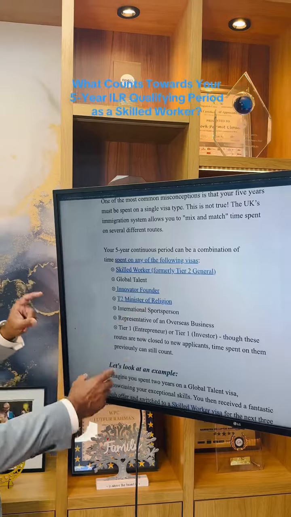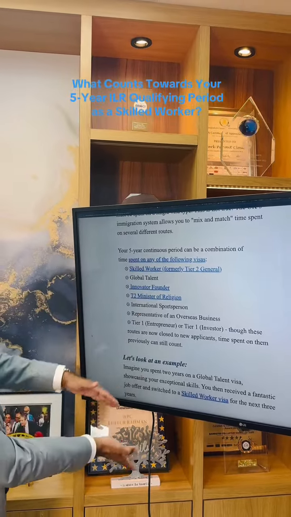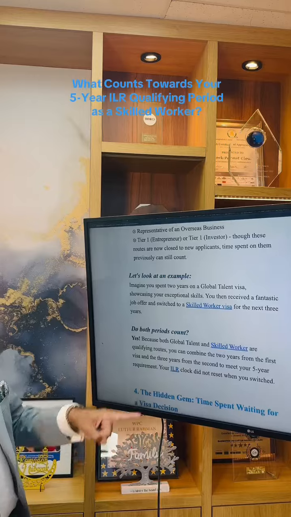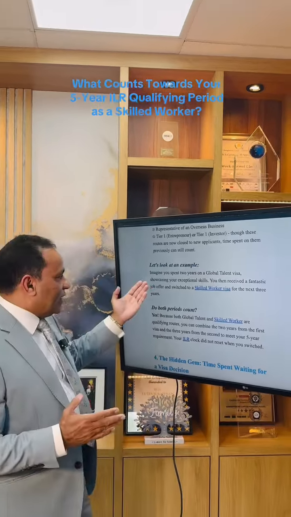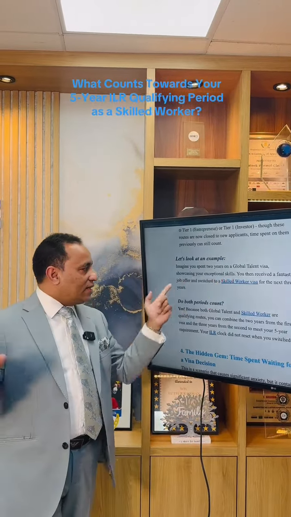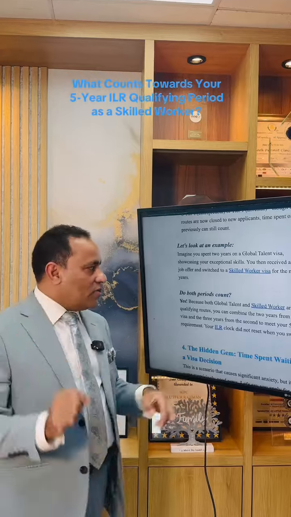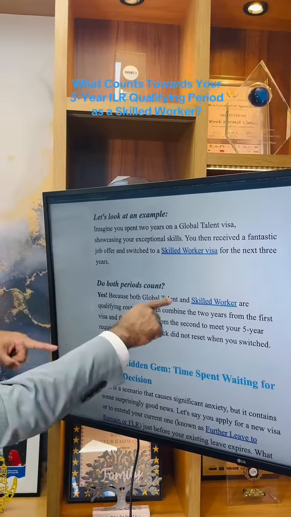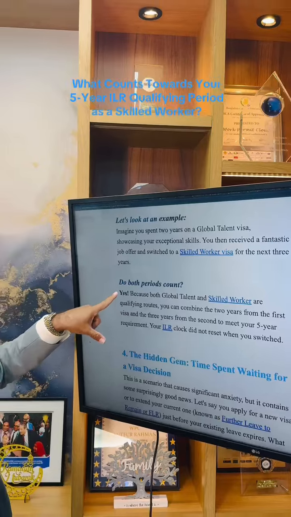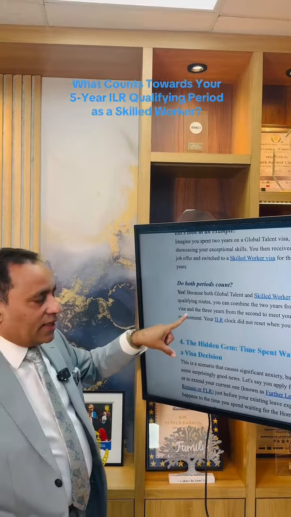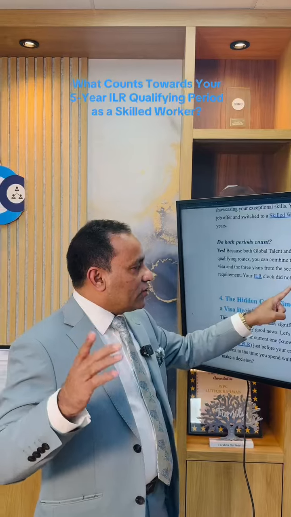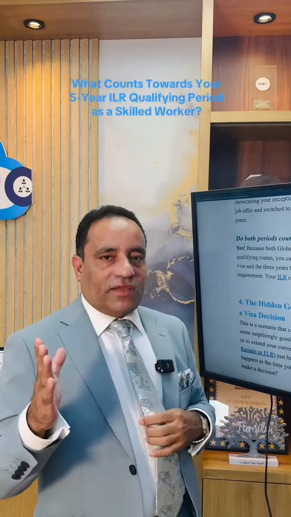If you mix and match, let's look at an example. Imagine you spend 2 years on a global talent visa, because you have exceptional skill. You then receive a job offer as a skilled worker and spend 3 years on the skilled worker visa. So altogether 2 years plus 3 years, both periods count, and once you complete 5 years, your ILR clock did not reset and you can apply for ILR.